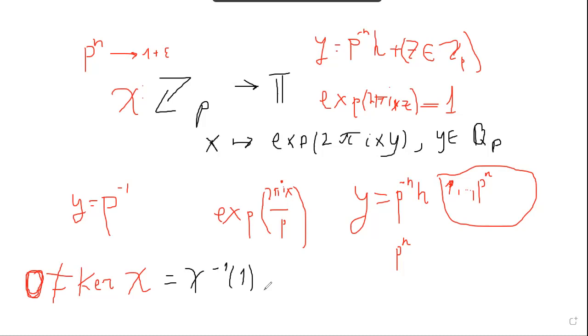Nice argument. So there is an epsilon such that chi of p^n minus one, say epsilon. There is an N such that for any n greater than N, this thing is always close to zero, right? This is your argument. So small elements of Z_p are mapped into a small neighborhood of one, correct?